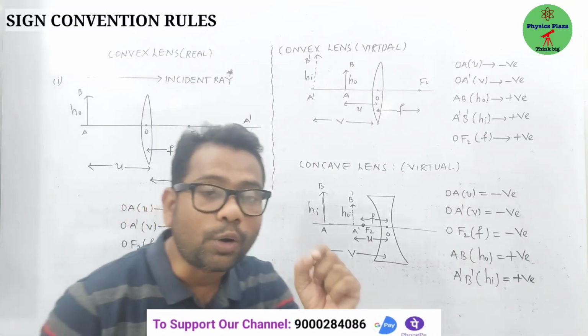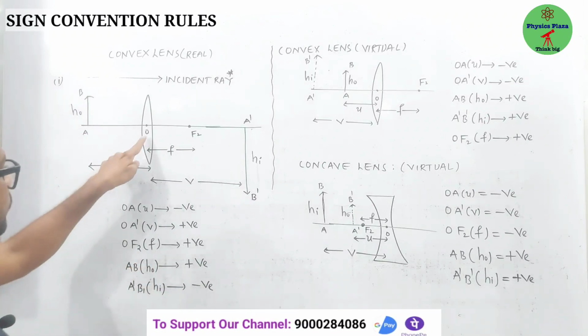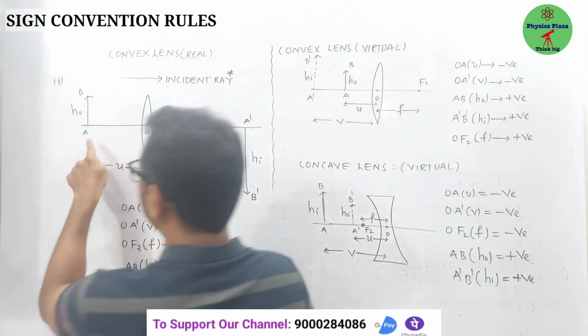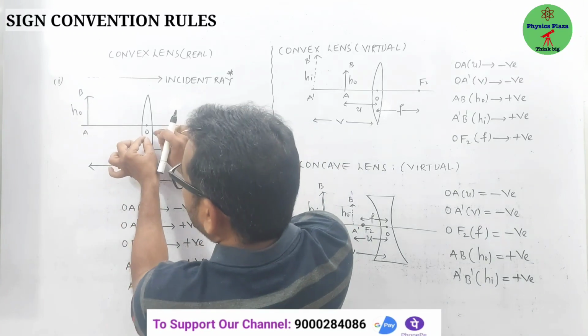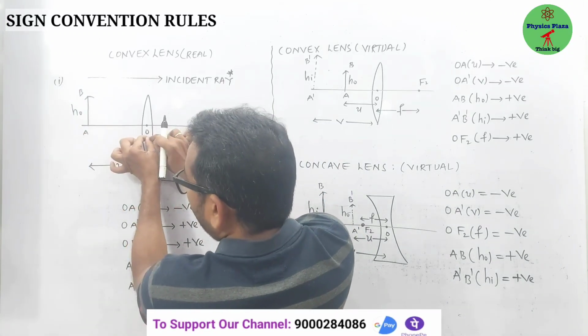Yes, I should start from the optic center, right? Okay, now look at it. Here is the optic center, here is the object. So in order to measure the object distance, what do I have to do? I will take a tape from the optic center to A. So O to A, I am going.